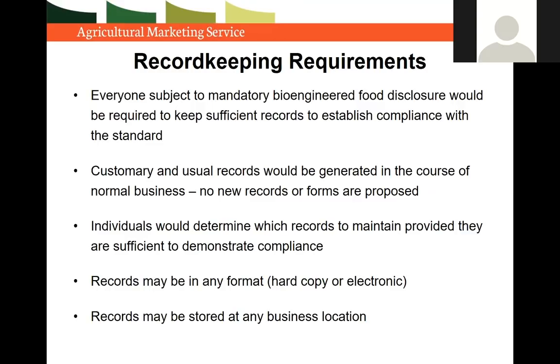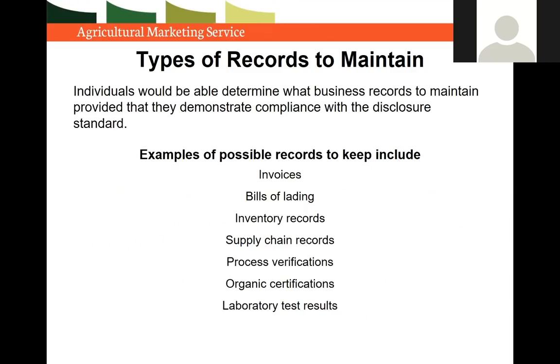As well, regulated entities would be able to choose what format to use for the records they maintain and where to store them. Pertinent records would need to be maintained for 2 years beyond the date the food product is offered for retail sale. We believe that for the most part, manufacturers and retailers already maintain similar and consistent records. For example, purchase orders, invoices, bills of lading, organic certifications, process verifications, testing records, etc.